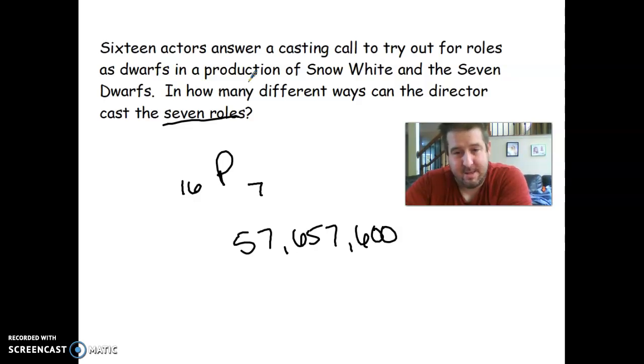Remember, permutation, order matters; combination, it doesn't. And a combination lock on a locker is a lie. It should be called a permutation lock.